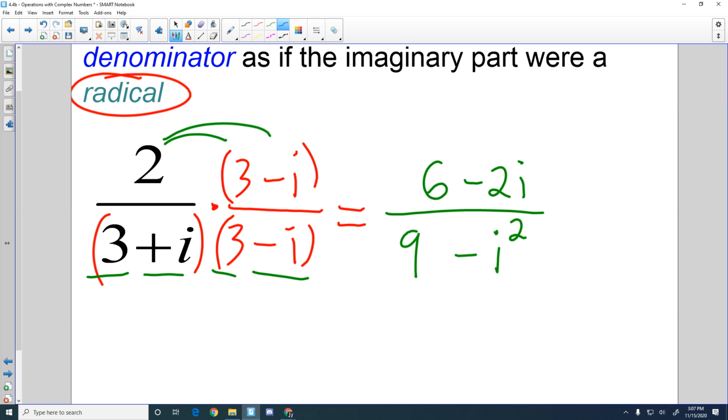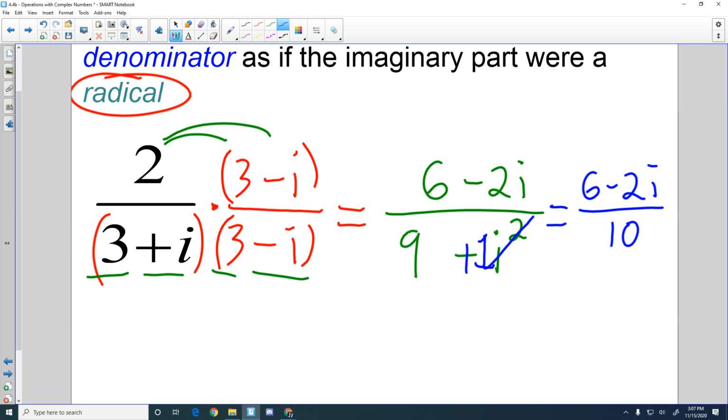Now we do still have to simplify that denominator because there's still an I down there, but remember it's going to change into a real number. I squared is a negative 1. So I cross this off and I change this sign. Now if there's no number here, if there's no coefficient, remember that that's actually just going to be a 1. So this turns into just simply a 9 plus 1 in the denominator. And so we can write this as 6 minus 2I over, well, 9 plus 1, that's 10.